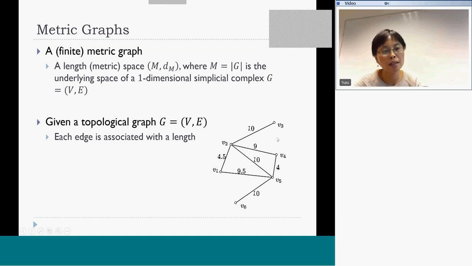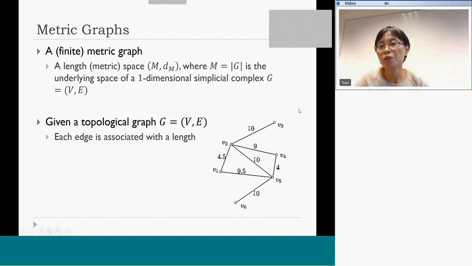The central object in this talk is a metric graph. A metric graph is basically a length space M associated with an intrinsic metric d_M, where M is the underlying space of a one-dimensional simplicial complex G with node set V and edge set E. So basically, we are given a topological graph where every edge is also associated with a length value, basically a positive weight. Then this would give rise to a metric graph as follows.